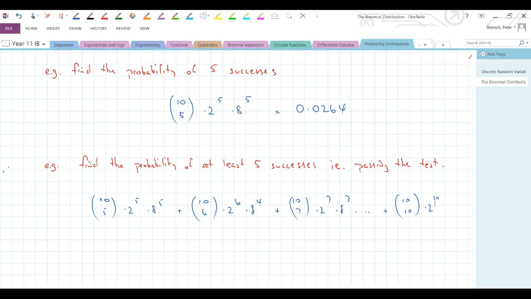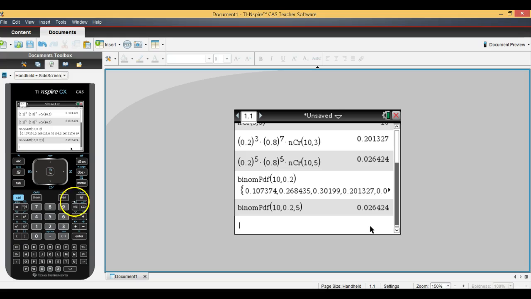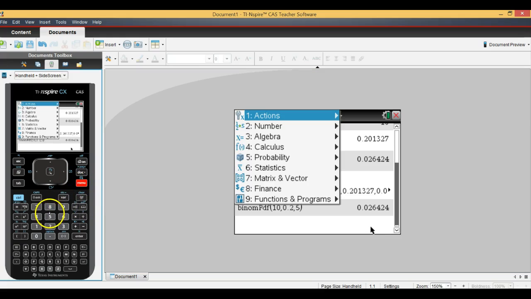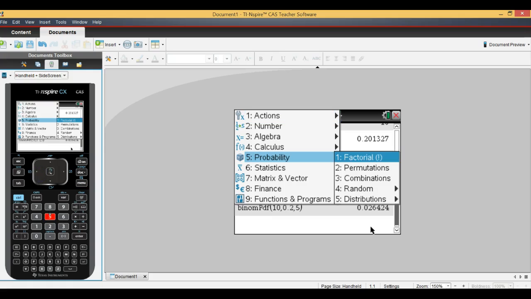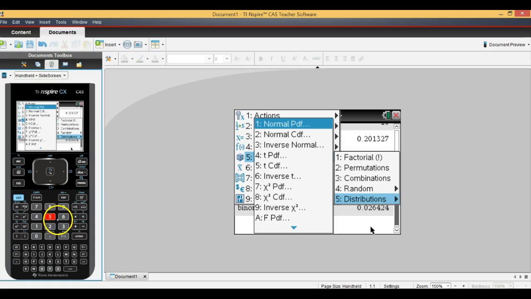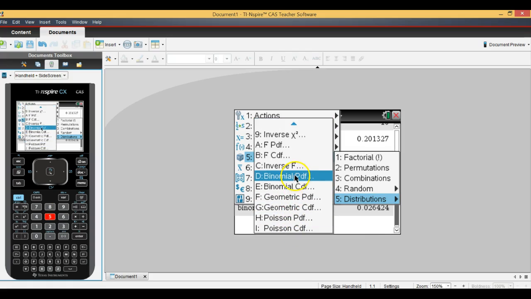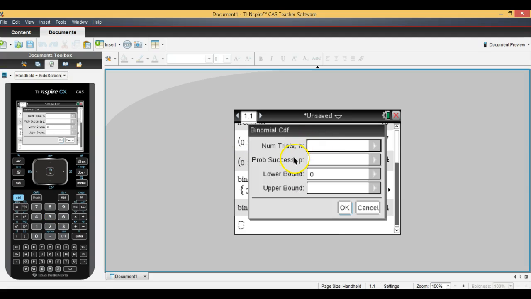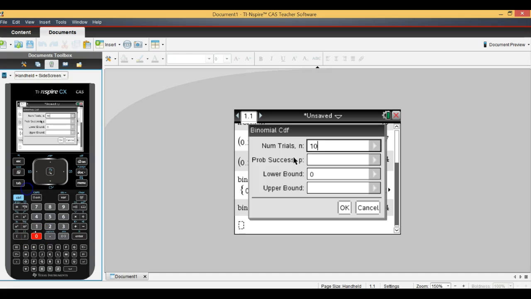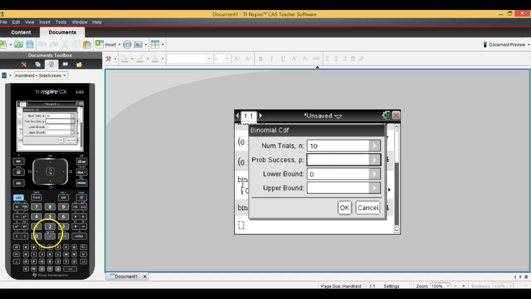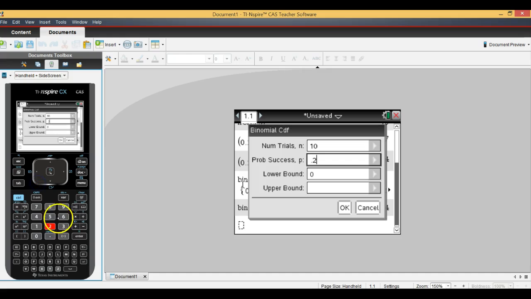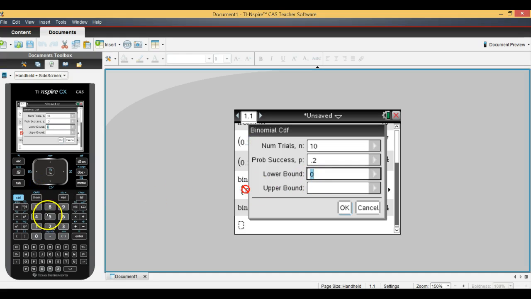So that's a huge manual calculator exercise, but the calculator is going to do it for us, and I'll show you how. Go back in, hit menu, 5 and 5 again, for distributions. But now instead of hitting D for binomial PDF, we're going to hit E for binomial CDF. Right, now what you'll notice here, we've still got 10 trials goes in there. The probability of success is still 0.2. But now we've got a lower bound and an upper bound. Our lower bound is 5.